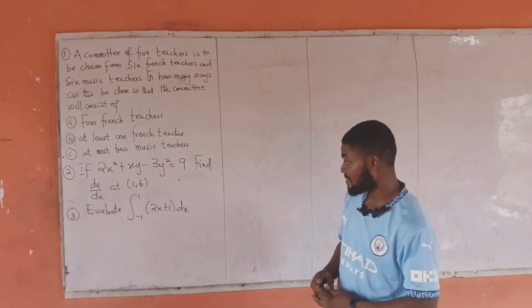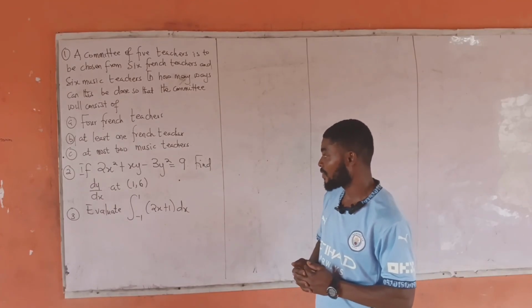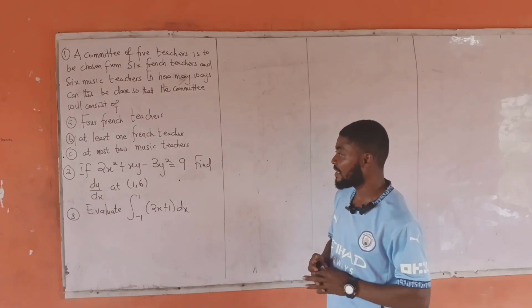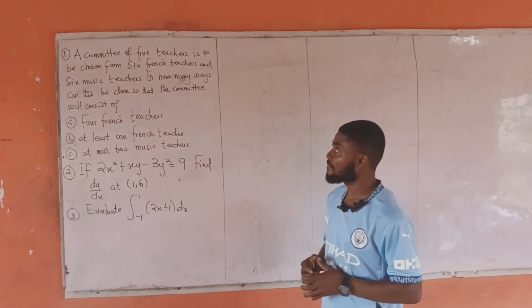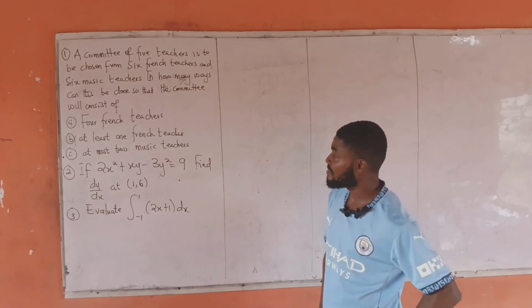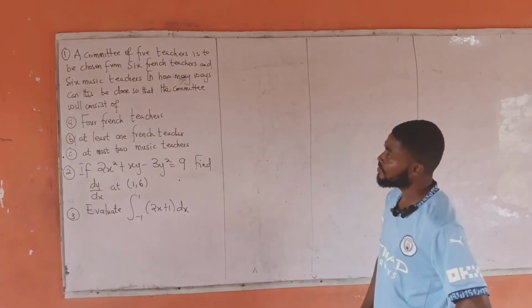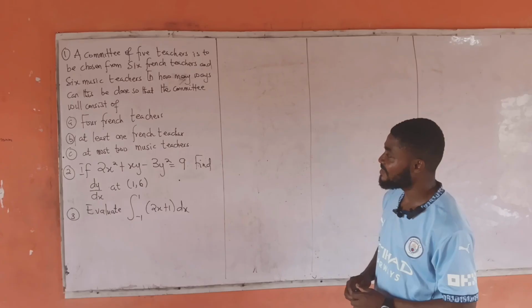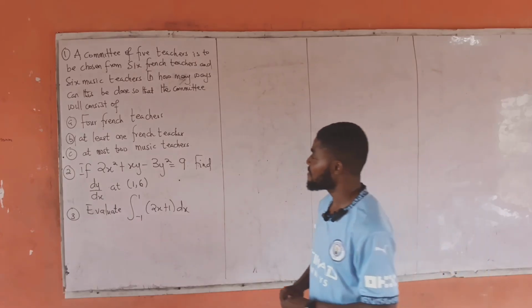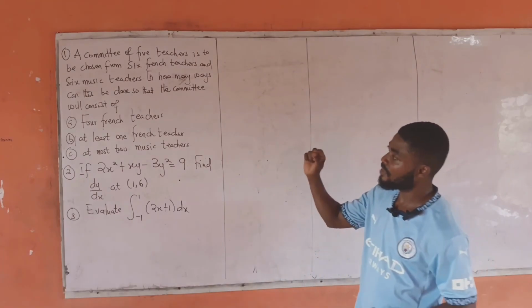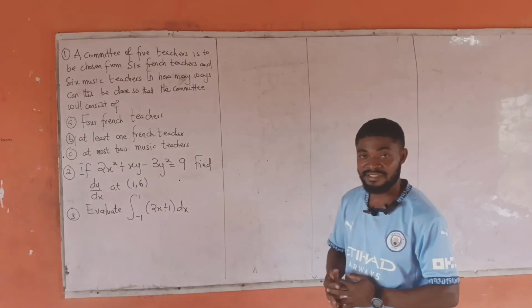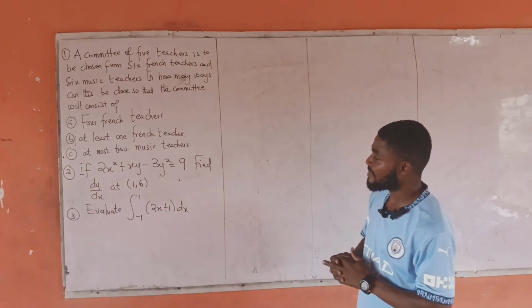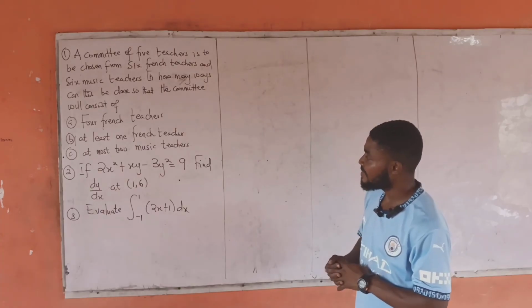We have three questions on the board for the time being that we want to look at one after the other and then see how best we can learn one or two things for today. Now, the first question says a committee of five teachers is to be chosen from six French teachers and six music teachers. In how many ways can this be done so that the committee would consist of A, four French teachers, B, at least one French teacher, and then C, at most two music teachers?